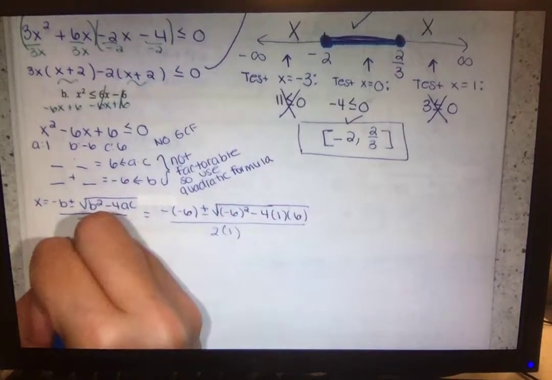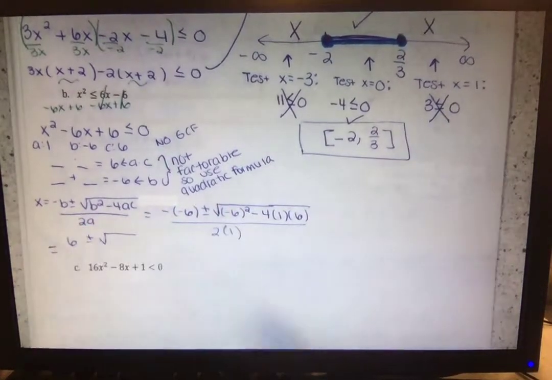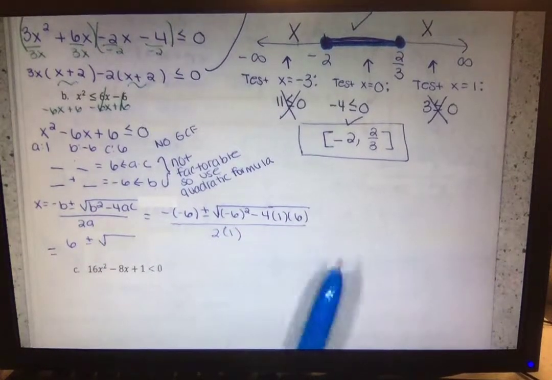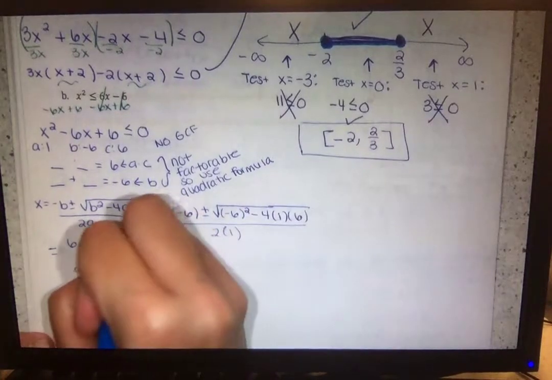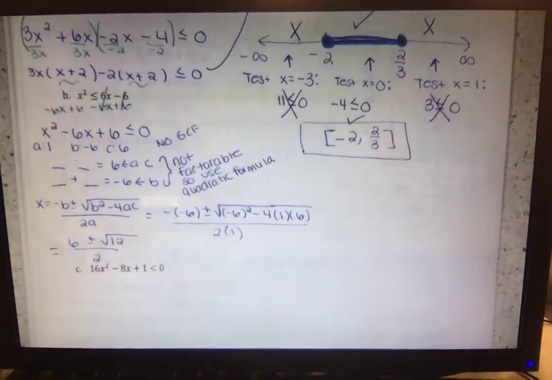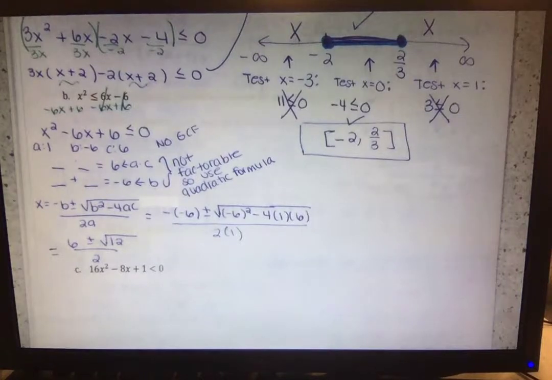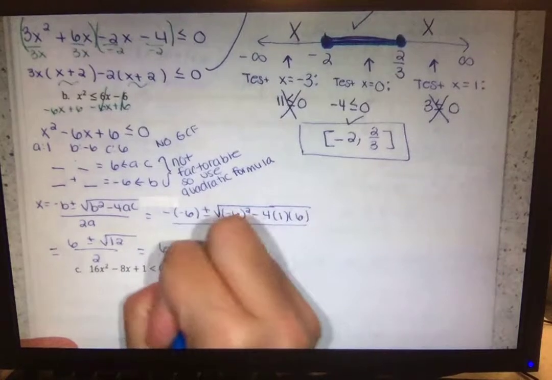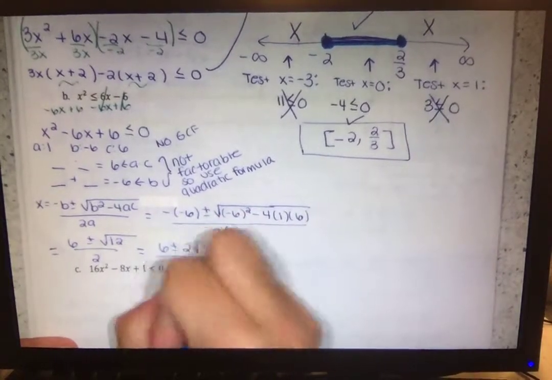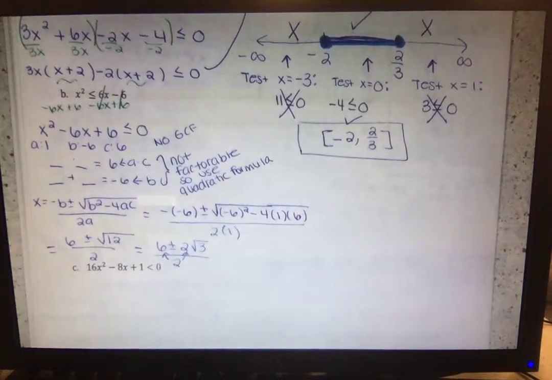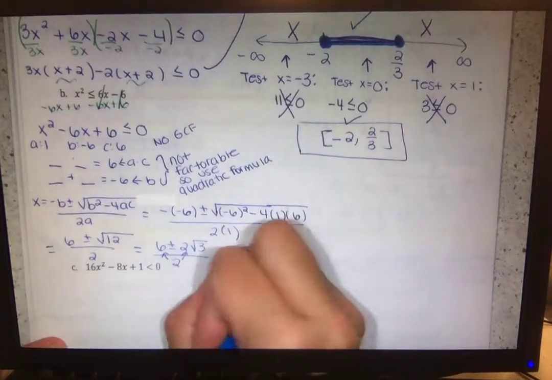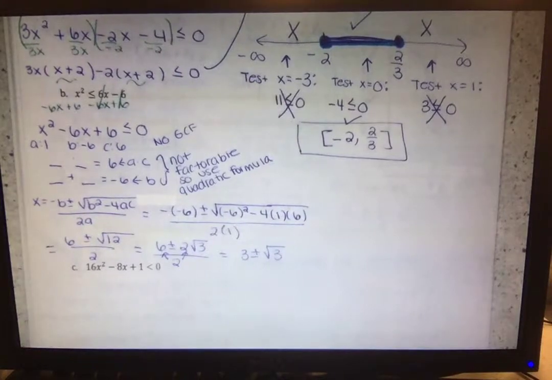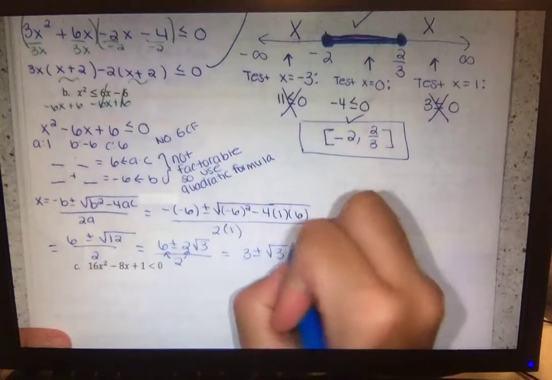Those two negatives will become positive 6 plus or minus the square root. In my calculator, negative 6 squared minus 4 times 1 times 6 is 12, all over 2. Square root of 12 simplifies as 2 square roots of 3. So 6 plus or minus 2 square roots of 3, all over 2. And then dividing both terms by 2, we get 3 plus or minus the square root of 3. So those are the critical values going on our number line.